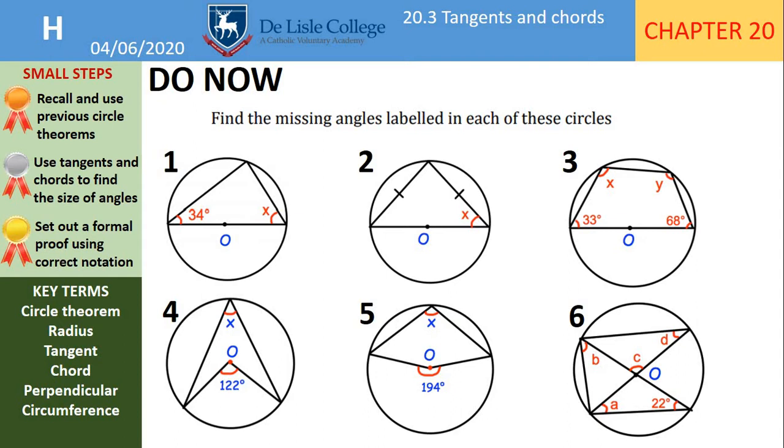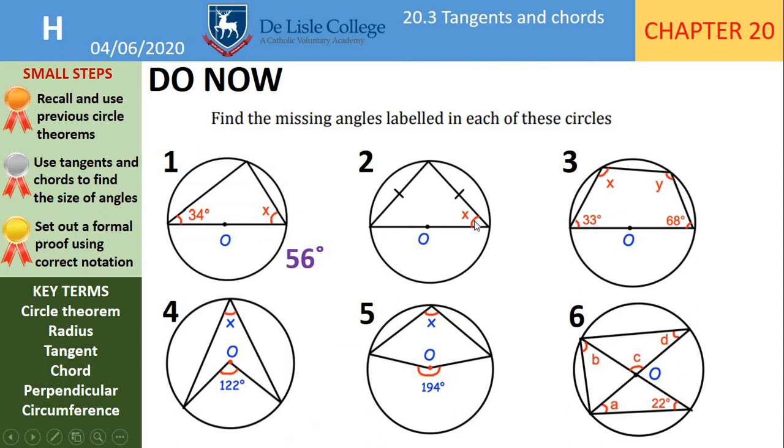So question number 1, hopefully you've used the circle theorem that the angle in a semicircle is always 90 degrees. So we have a diameter as the centre is labelled as O. So it's passing through the centre, so this angle up here is 90. Angles in a triangle add up to 180. So 90 plus 34 subtracted from 180 will give you 56 degrees.